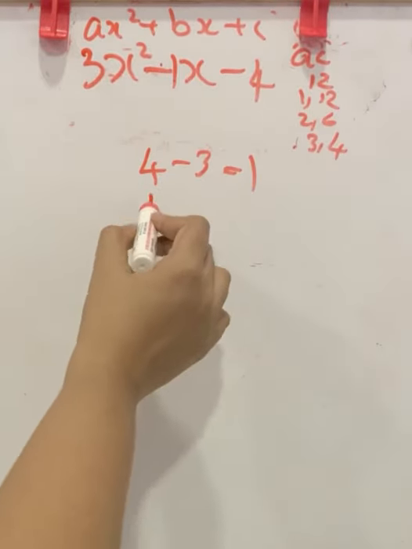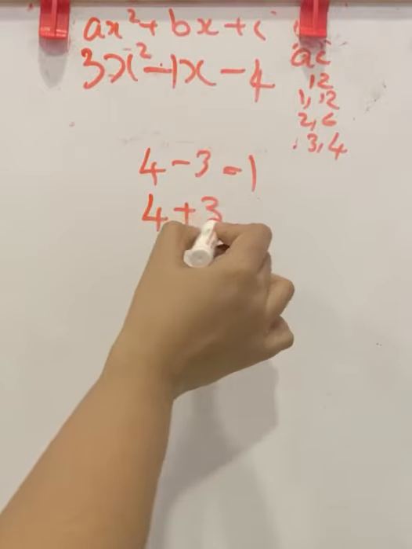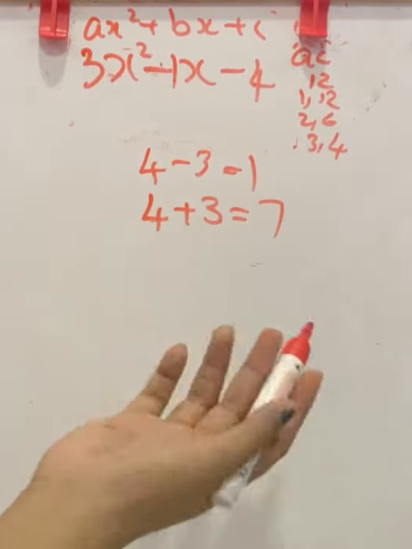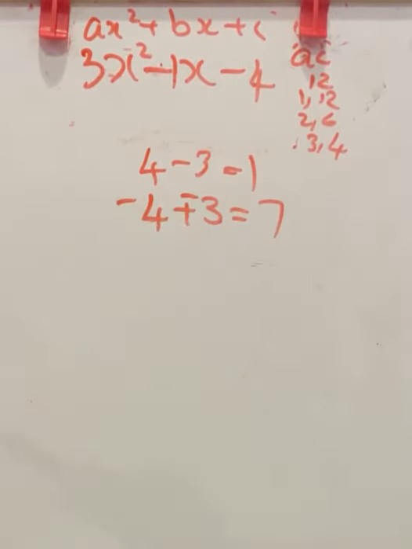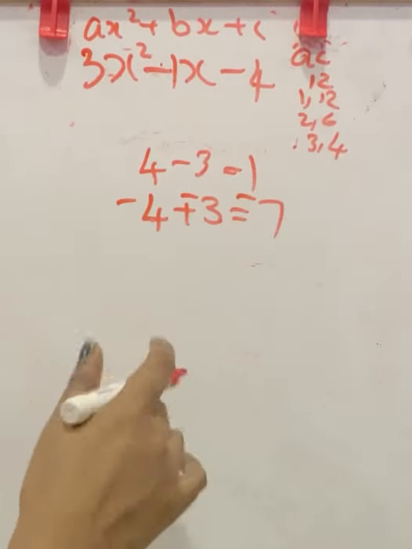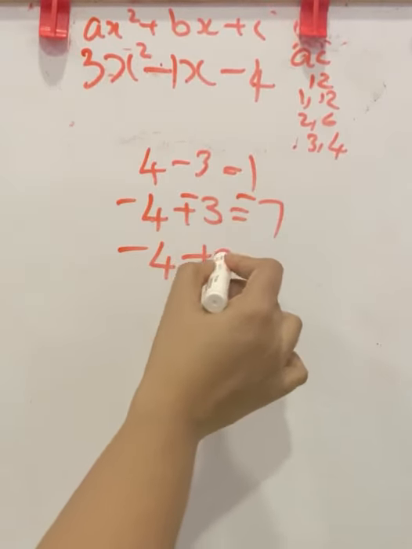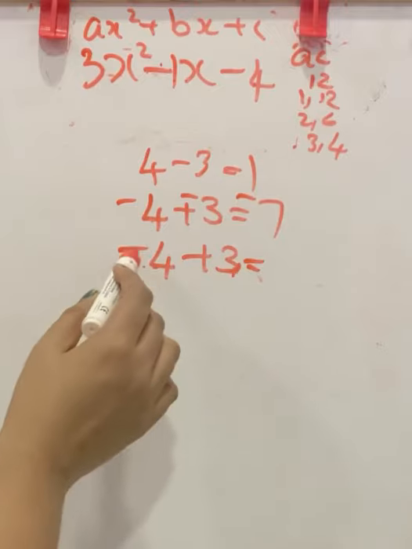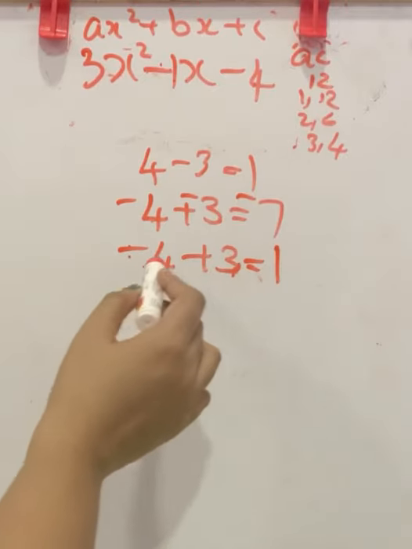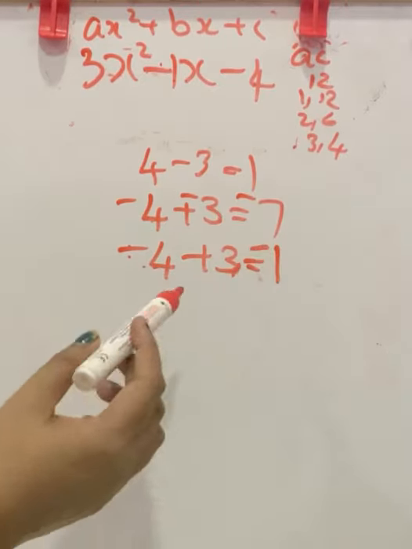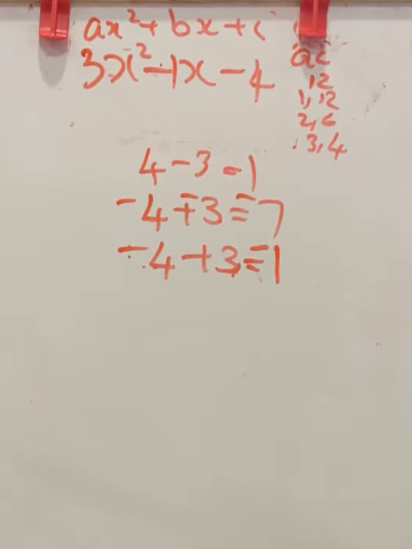Let us take 4 plus 3. That is 7, so we can't take it. Minus 4 plus minus 3 is minus 7, so it is not the answer. Minus 4 plus 3: one is positive and one is negative, so subtract the smaller number from the bigger number and put the sign of the bigger number. Yes, it is minus 4 plus 3.